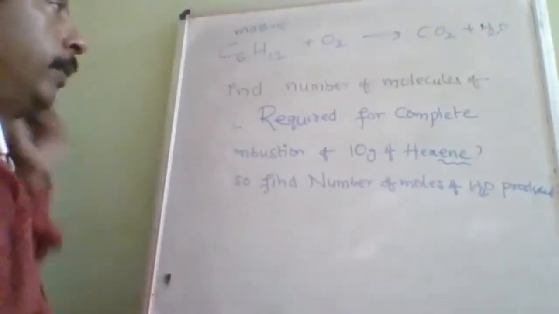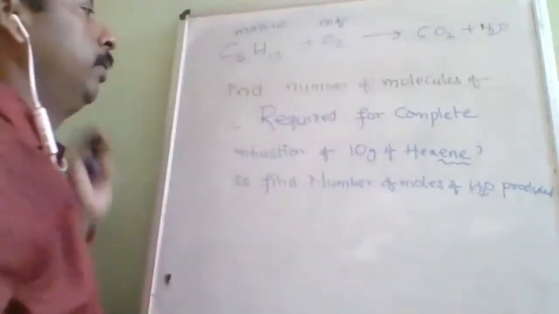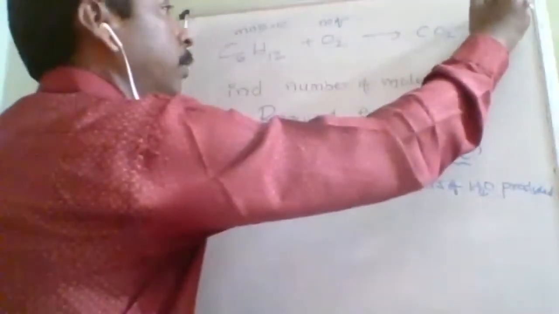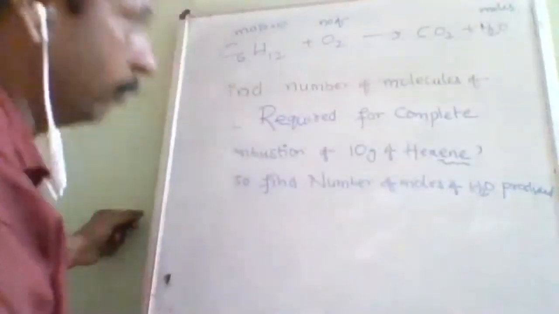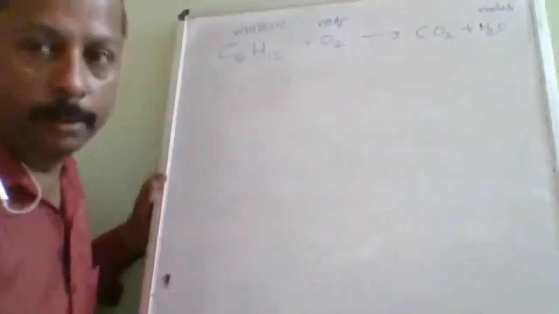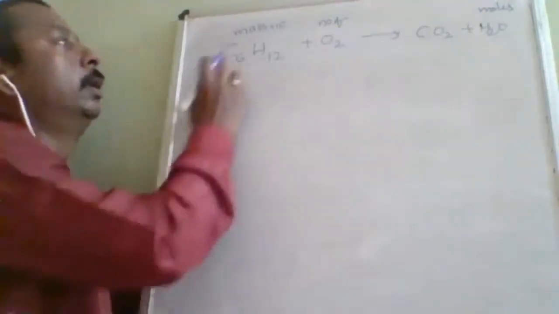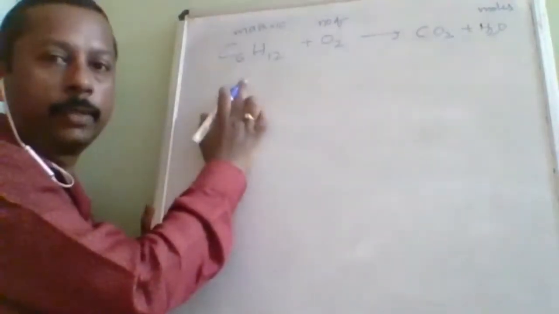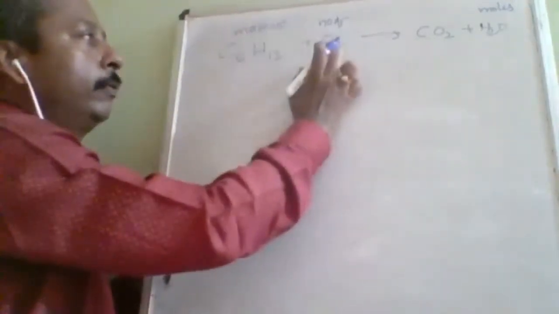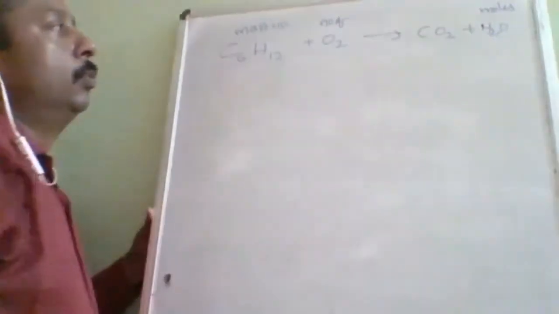So find the number of molecules of O2, and also find the moles of H2O produced. Now this marking is very important for easy understanding. Here the mass of C6H12 is given, and we have to find out the number of O2 required and the H2O moles produced.